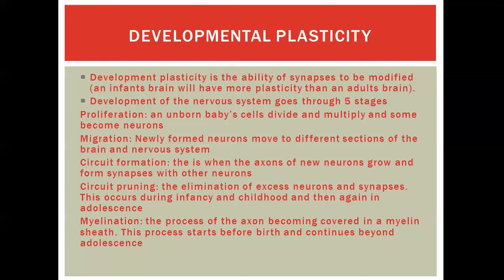The second stage is these neurons will then move to different sections of the brain of the nervous system. And this is called migration. And we know that migration means moving. So for instance, some neurons will move towards the front area of the brain to make up the frontal lobe, and some neurons will move to the back area of the brain to make up the occipital lobe, and so on. So migration is about movement of those neurons.